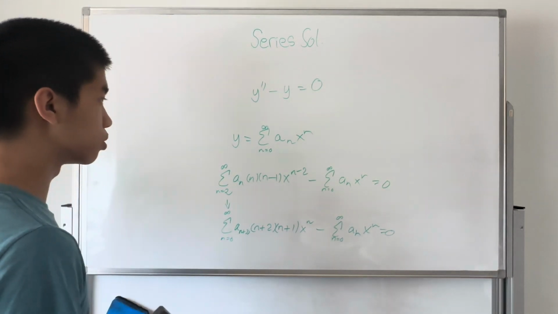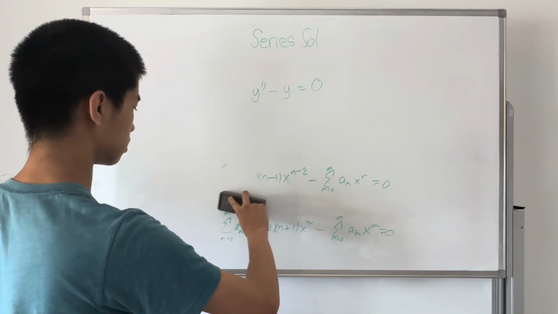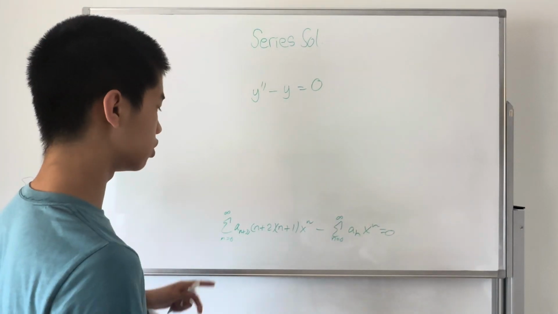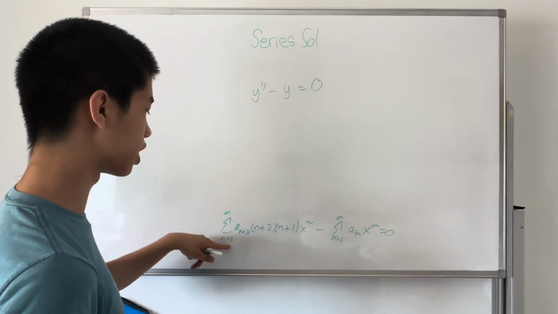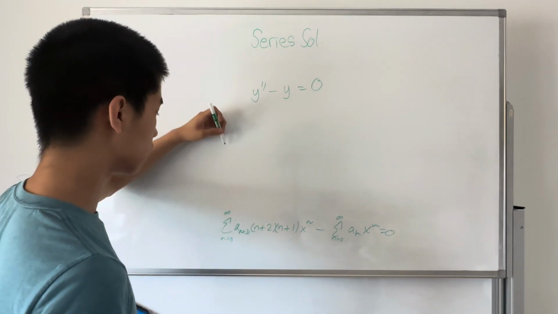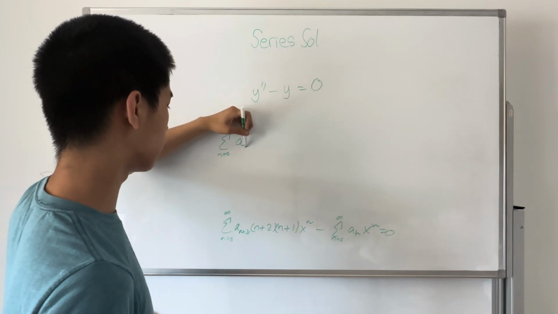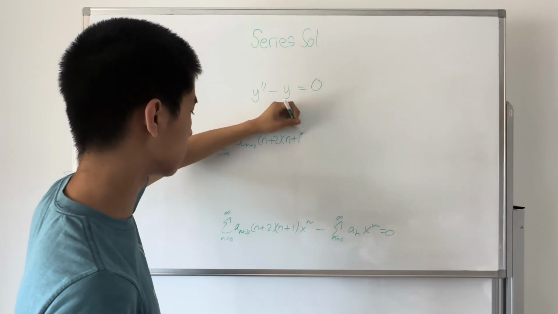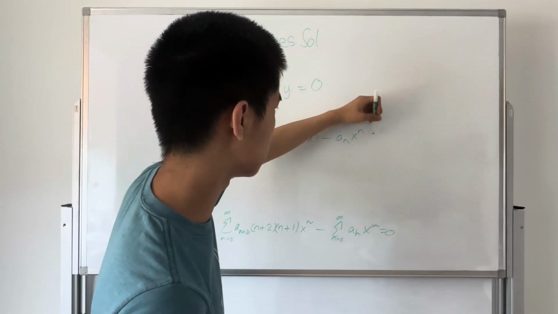Okay, to continue, I'll get rid of all this. Due to the linearity of these series, you can just add these two series up, because both of them start at 0 and end at infinity. So you have the sum from n equals 0 to infinity of a of n plus 2, times n plus 2, times n plus 1, x to the n, minus a of n x to the n, equals 0.